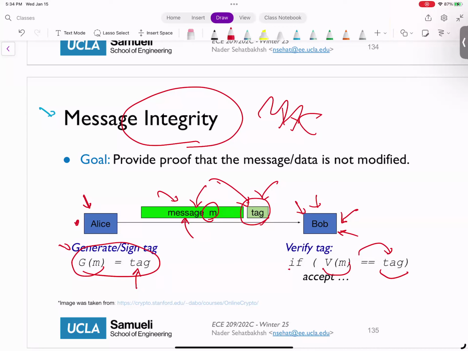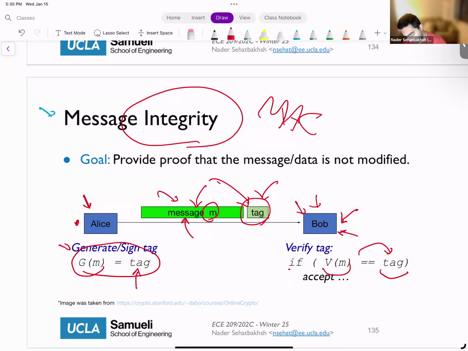Isn't the generator function generally like a public thing, like SHA? So the attacker just generates any random message, maybe malicious or whatnot, and sends a tag, and there's no way to authenticate Alice from Bob's side. Bob would just read everything.